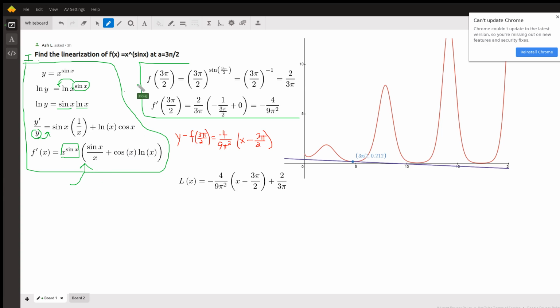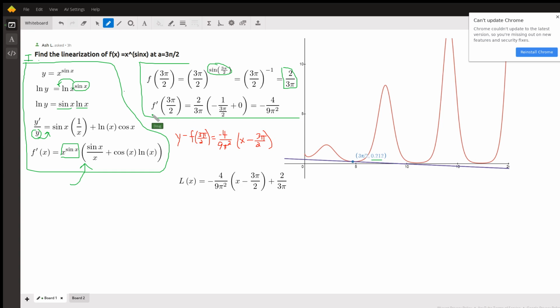Now, we need to find the y coordinate of the point of tangency, and that will be f of 3 pi over 2. So here we are calculating the y coordinate of f at the point where x equals 3 pi over 2. This is a -1, which means just take the reciprocal of the base of this power. So 2 over 3 pi is, I'm sorry, not the slope, it is the y coordinate of the point of tangency, which is about 0.212.